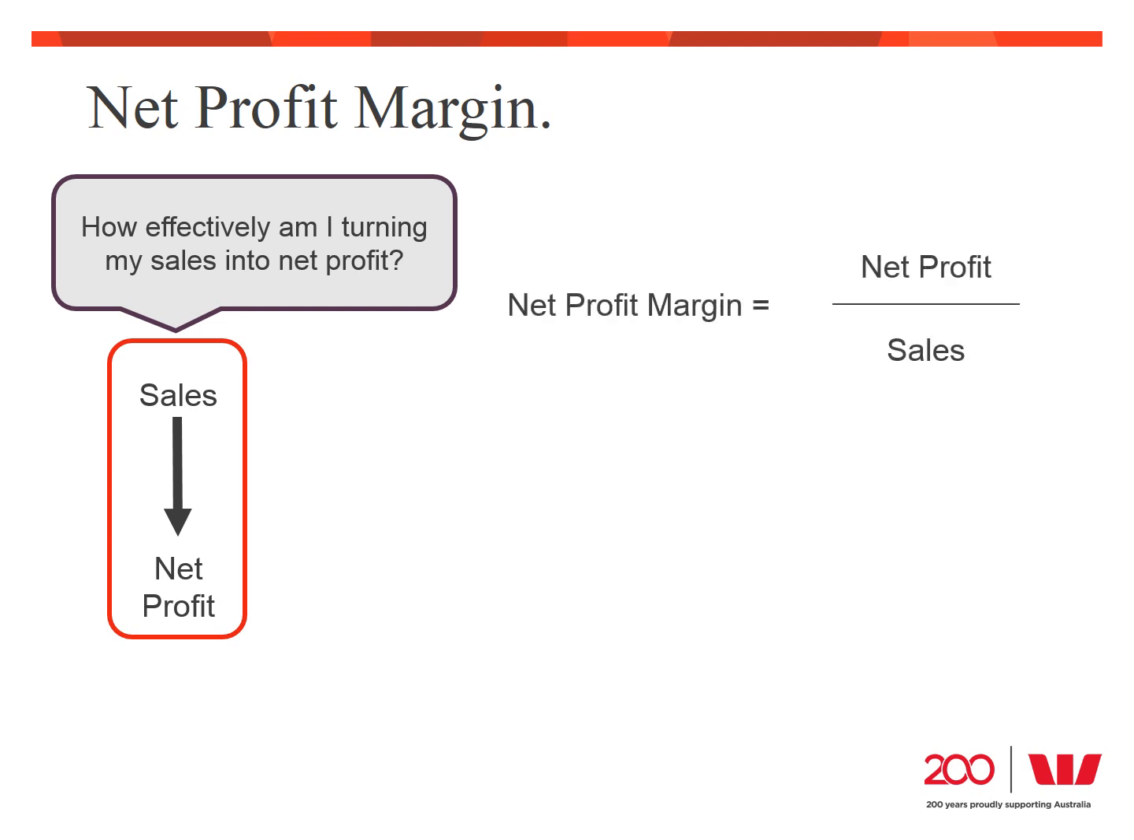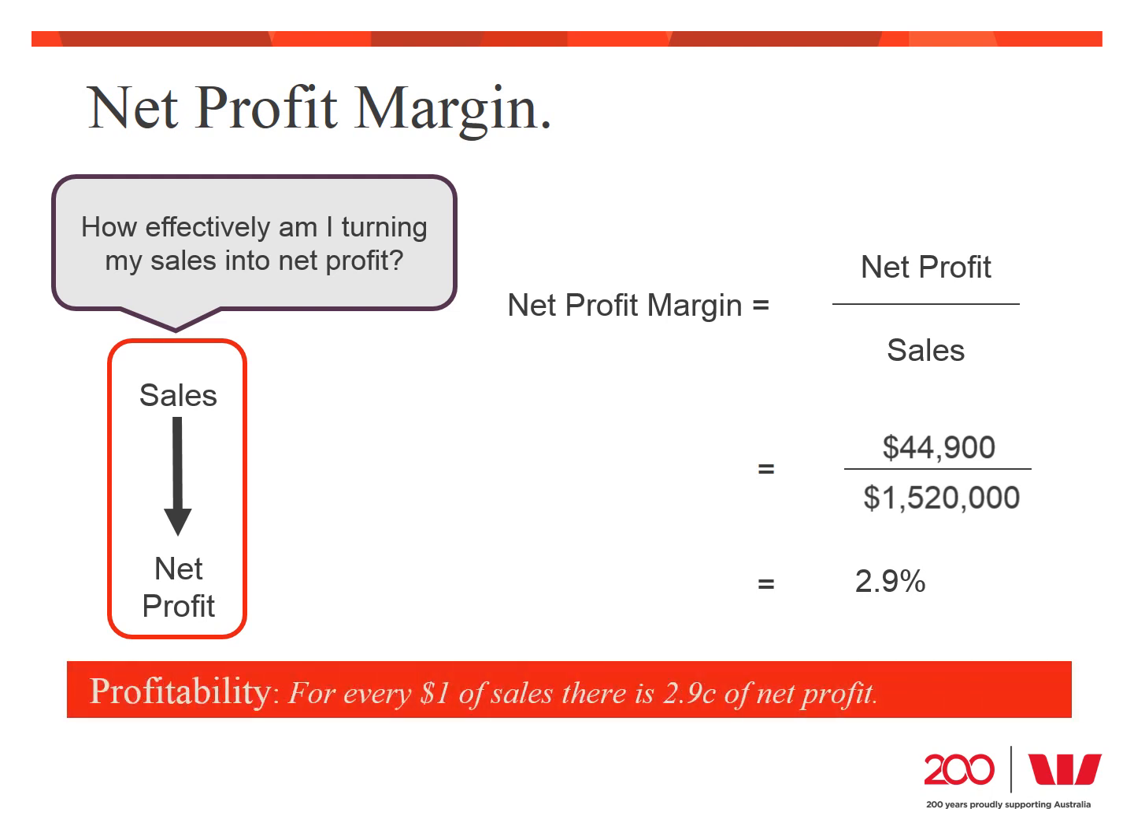Now, in Anna's case, there is $44,900 of profit divided by the $1,520,000 worth of sales, leaving a net profit margin of 2.9%. And again, let's use the sentence to make sense of that. So it tells us that for every dollar of sales, there is 2.9 cents of net profit. Again, is this good, bad, or indifferent? Again, that will depend on the industry and the size of the business. Use benchmarks, targets, and trends to establish if the business is operating effectively in this regard.